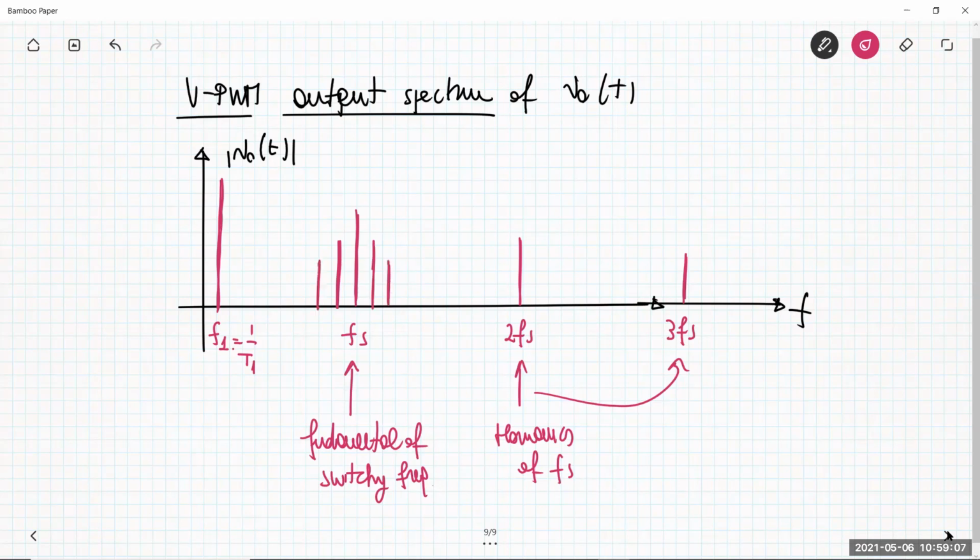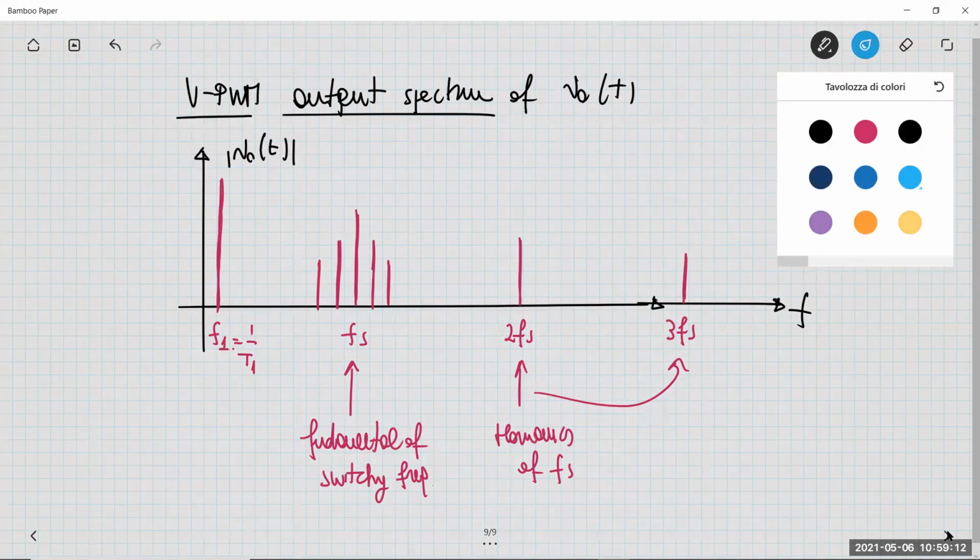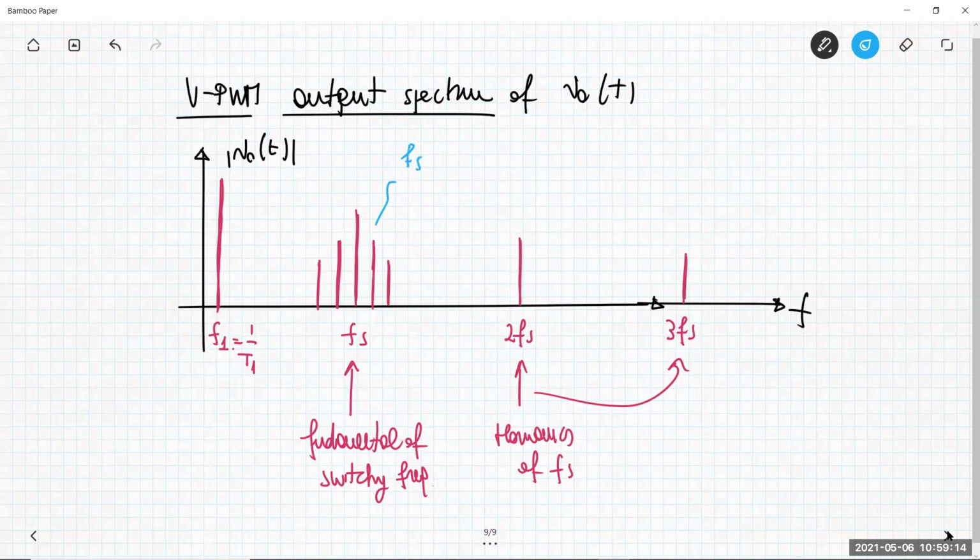For example, around Fs, let me change the color here, you can have Fs plus F1. So this difference here is exactly F1. This one is Fs plus 2F1, etc. Or here you can have Fs minus F1. So there are a lot of harmonics that are spaced by the F1 frequency with respect to the harmonic or the fundamental of the switching frequency.